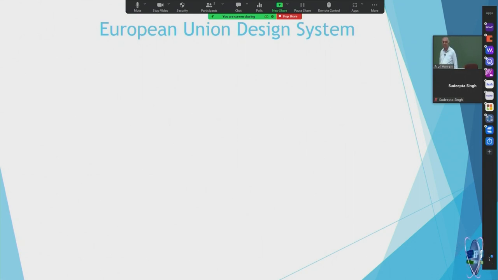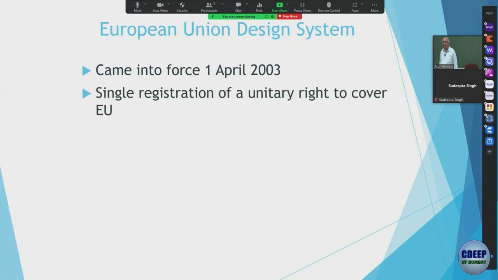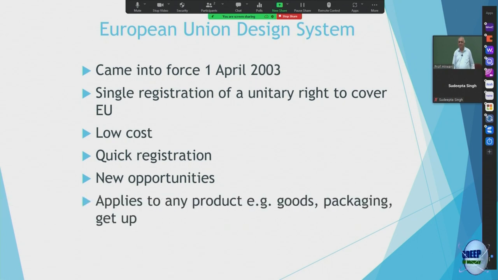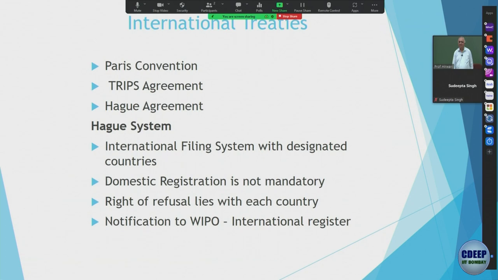Again, as I told you, there is a territorial right, a national system, but Europe has a European Parliament, European Community, European law. So, they also have a European patent system. They also have a universal design system which came into force in 2003. With a single registration, you can get protection in all 25 countries with low cost and quick registration, and then you get the opportunity in all 25 countries. And it applies to any product, goods, packaging, setup, anything.